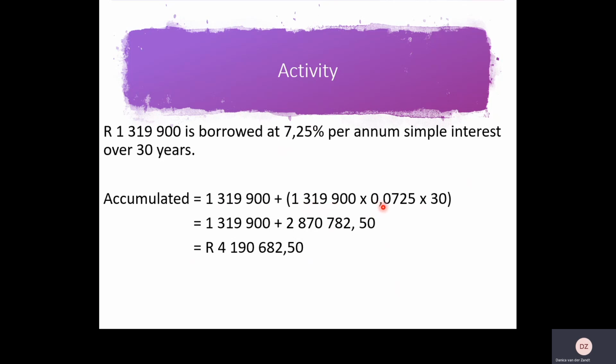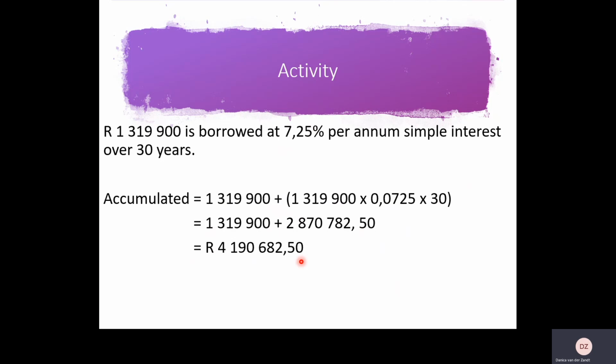So it is 1,319,900 Rand times 0.0725 times 30 years. We can see that we have the principal and we have more than double in interest, paying back a total of 4,190,682 Rand and 50 cents. And again, that is something like a house bond, and currently our interest rates are that low, but they are on compound, so it would actually be slightly more than what we have just calculated.